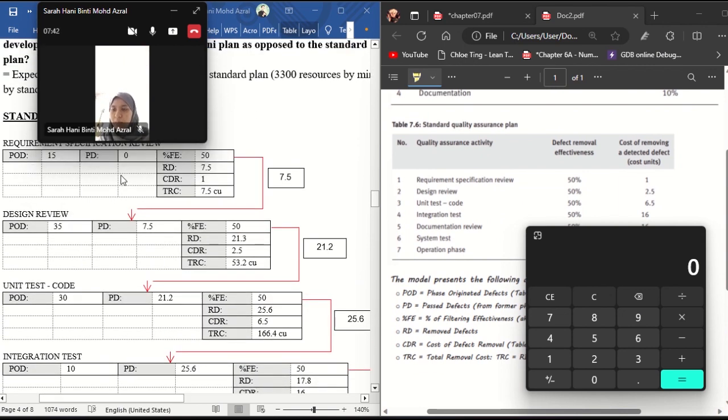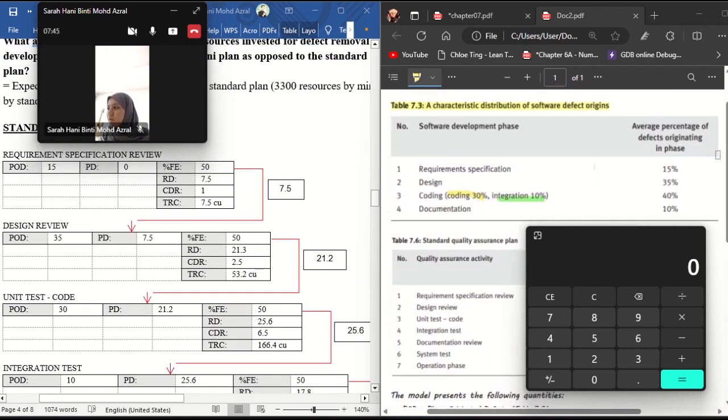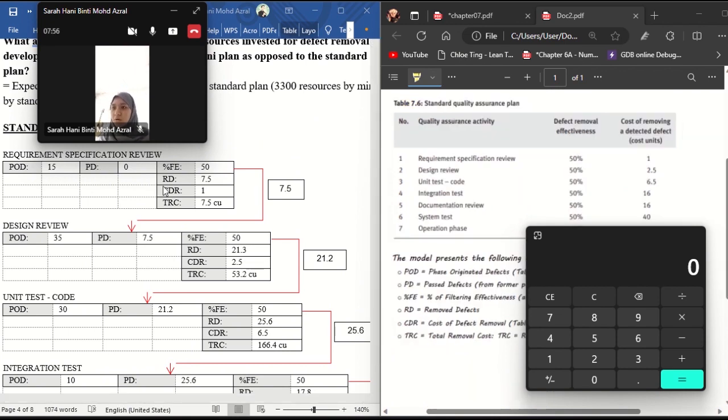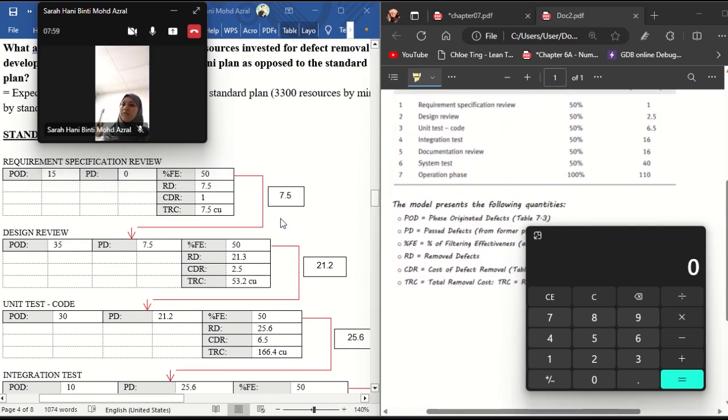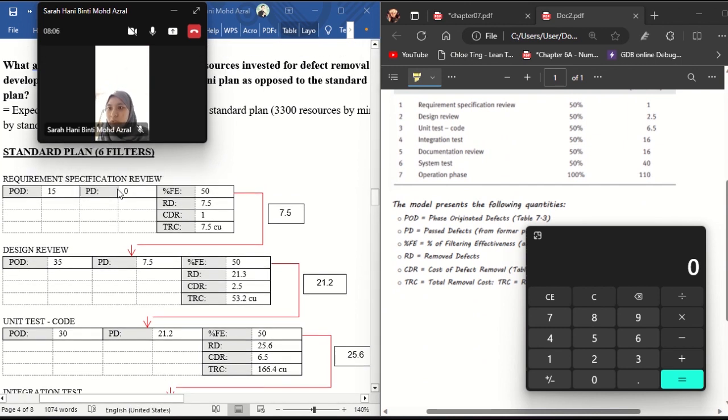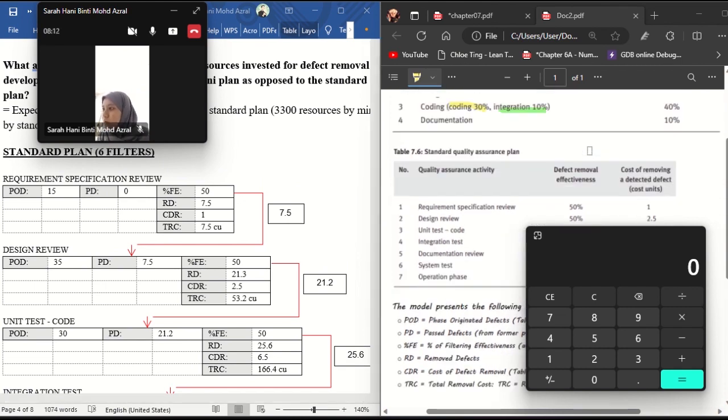So the POD of the phase is 15, given from here. And the PD of this phase is 0. What's PD? PD is past defects, and since this is the first phase, there are no previous defects, so that's why it's 0. And the filtering effectiveness is 50, given from here.